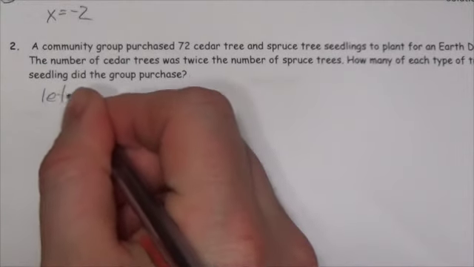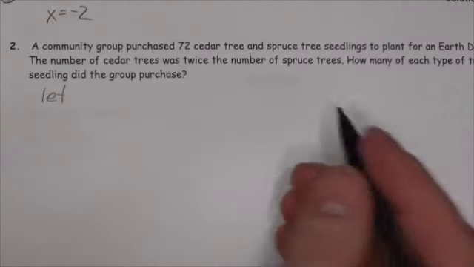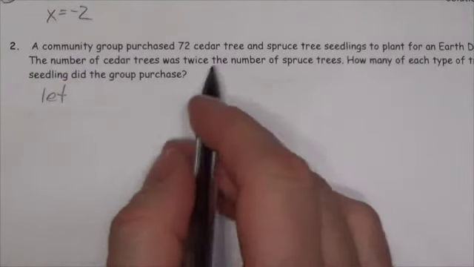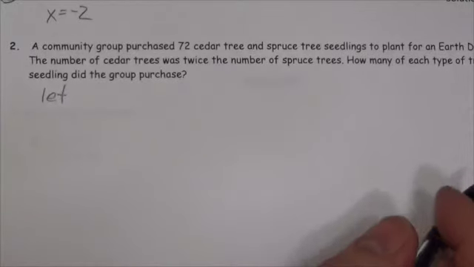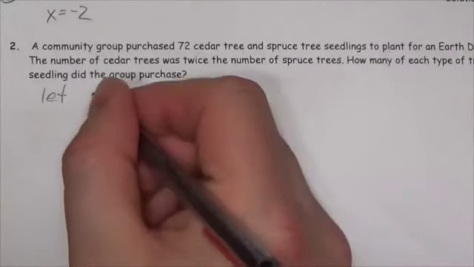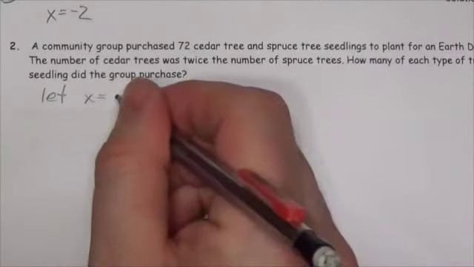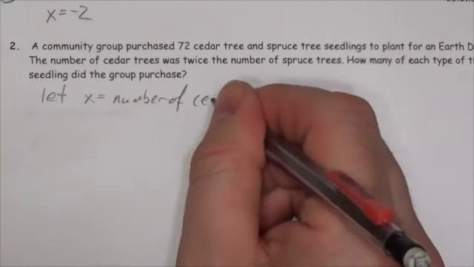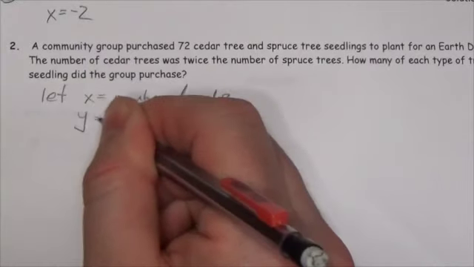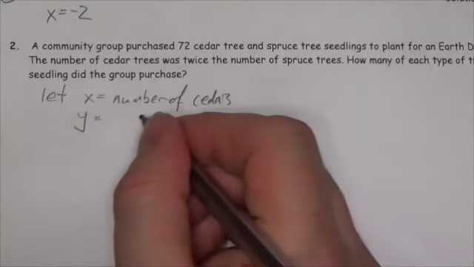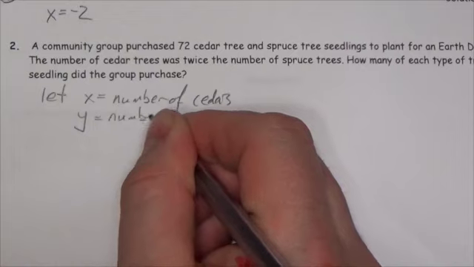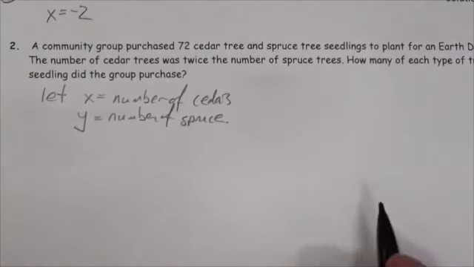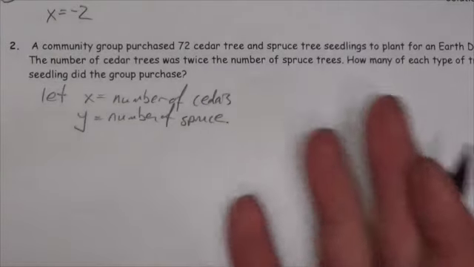So we're going to, and as I've done before, I'm going to get kind of lazy about this. I'm not going to use really fancy little variables here, C's and D's, whatever it is. I'm just going to let x equal the number of cedars, and we'll let y equal the number of spruce. Okay, I'm just going to use x and y because I'm comfortable with those.